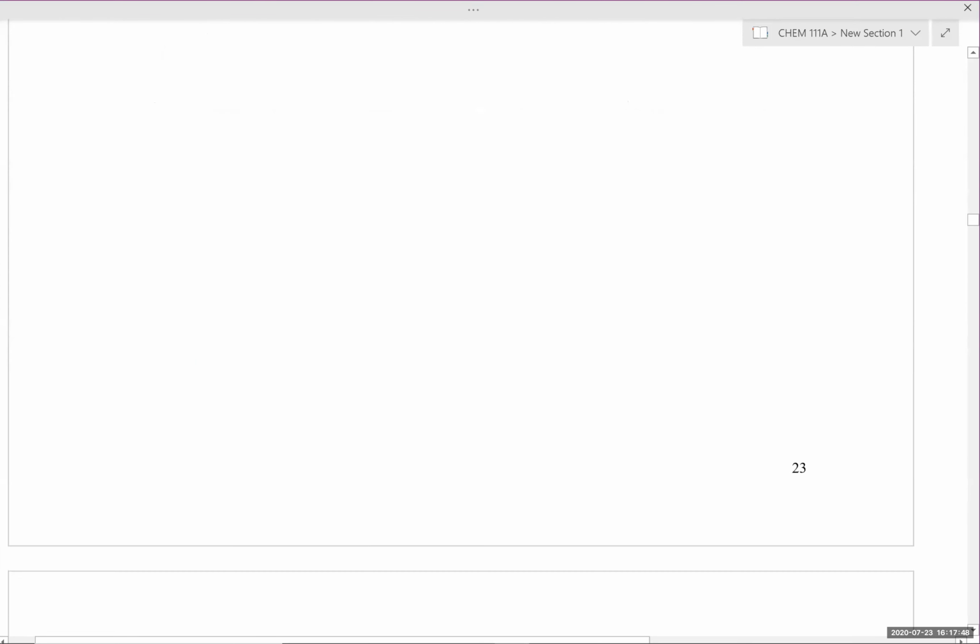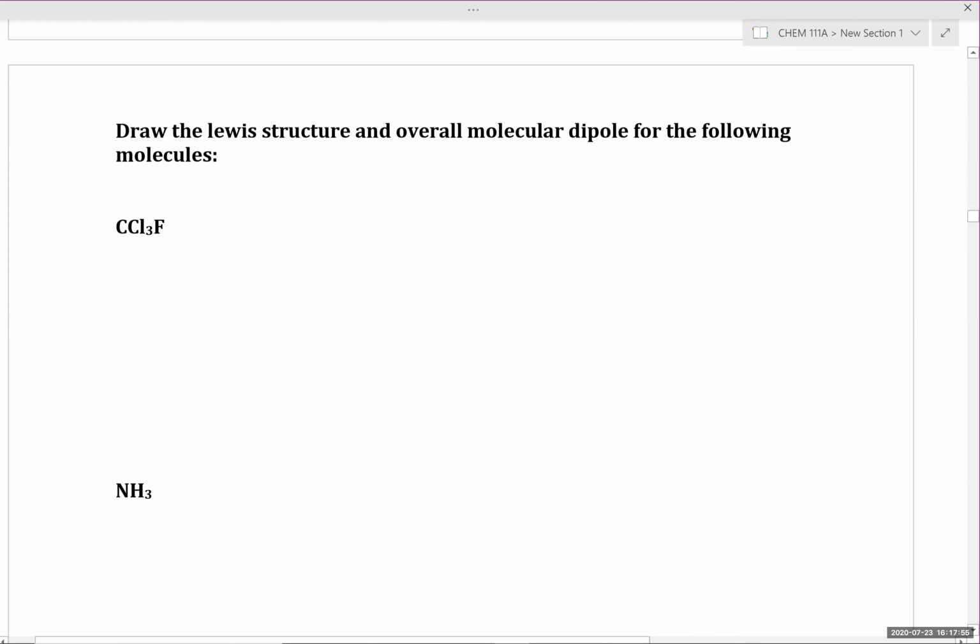I'd like you to draw the Lewis structure for the following molecules, and I'd like you to draw the overall molecular dipole for the following molecules. And we'll discuss this example in about 3 to 4 minutes.